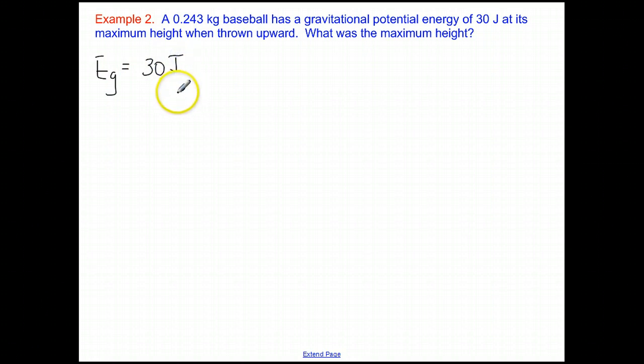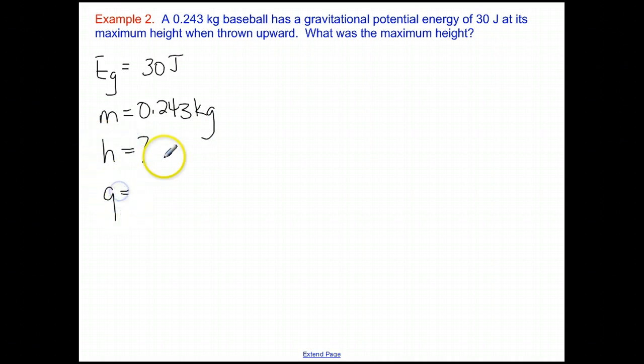And at its maximum height when thrown upward, what was the maximum height? Well, we know the mass. And what we're trying to find is the height, and we don't know what that is. Gravity, we always know, it never changes. That should be a g. Okay, so we can plug these values in, and we can figure out and rearrange and solve.